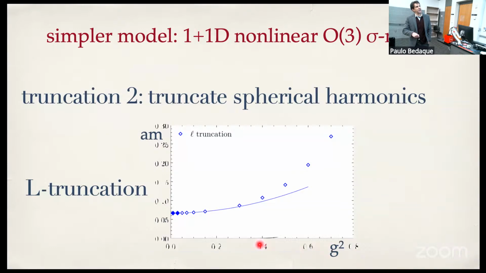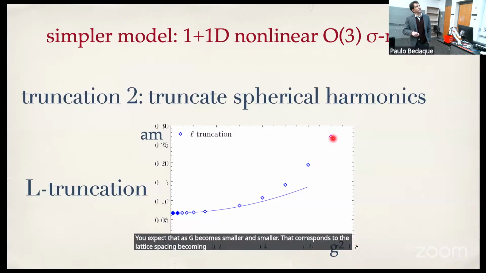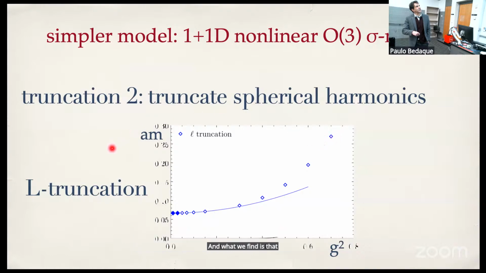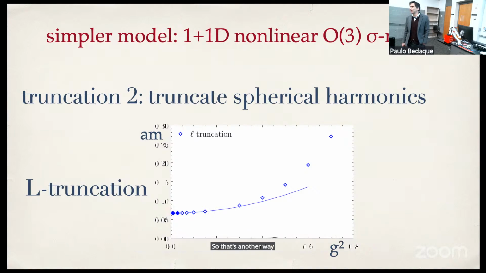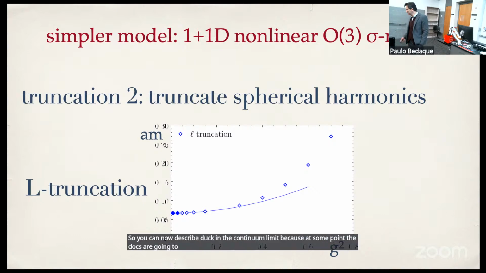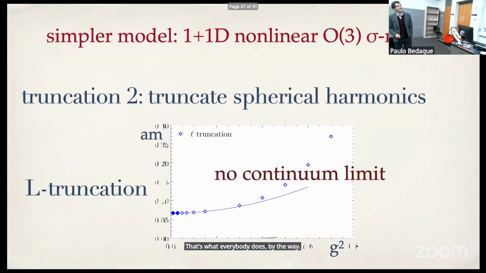You expect that as G becomes smaller and smaller, that corresponds to the lattice spacing becoming smaller and smaller. And what you find is that instead of the mass or the correlation length in lattice units going to 0, it approaches a certain constant. So that's another way of saying that there is no continuum limit. The duck can never be larger than 13 lattice spacings. So you cannot describe the duck in the continuum limit, because at some point, the duck is going to be 100 lattice spaces. That's what everybody does, by the way. Okay. So there's no continuum limit.